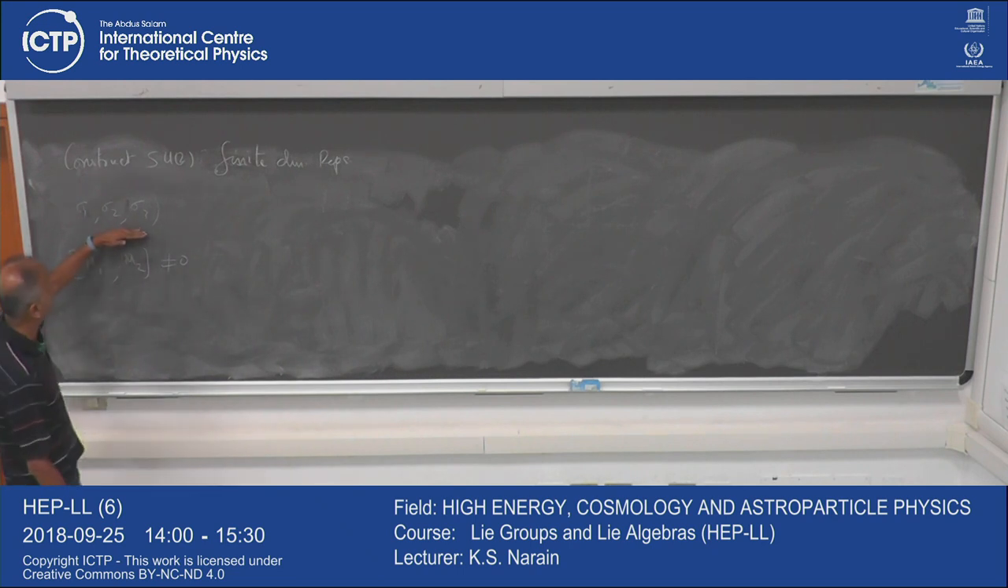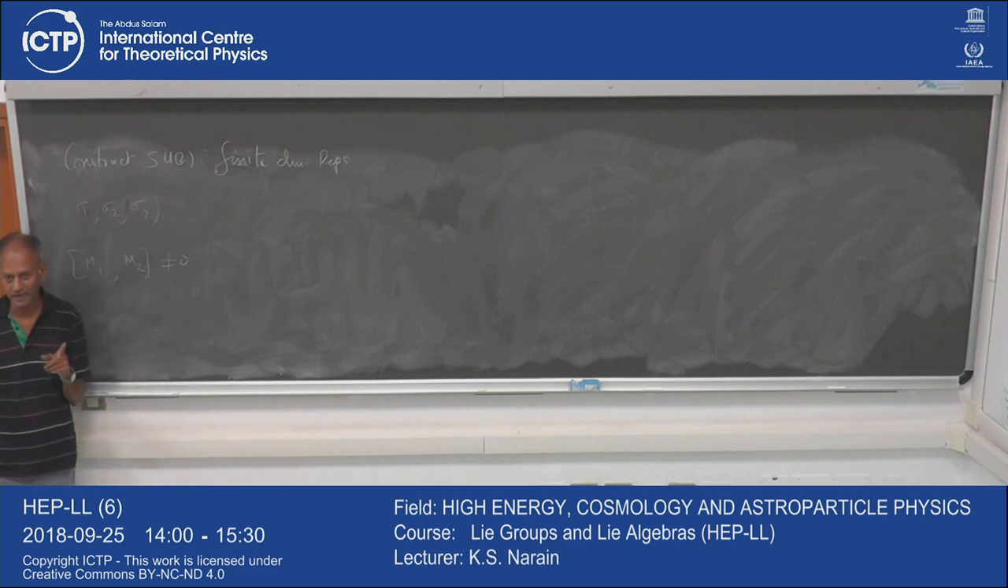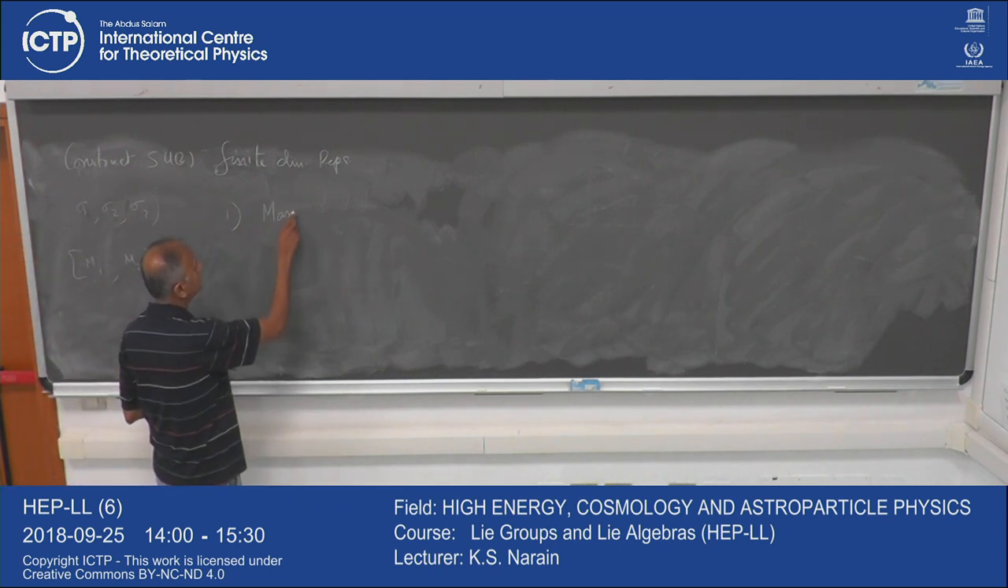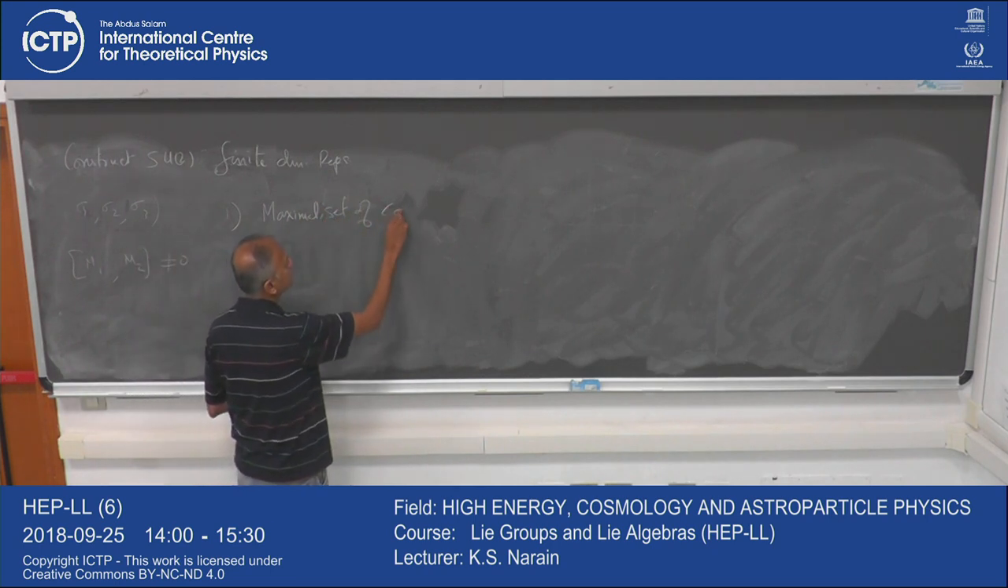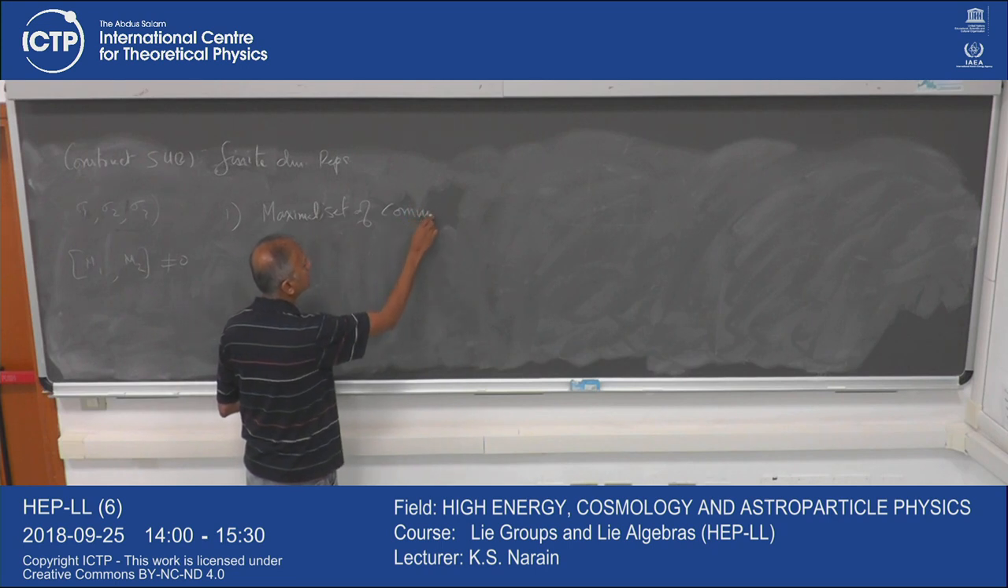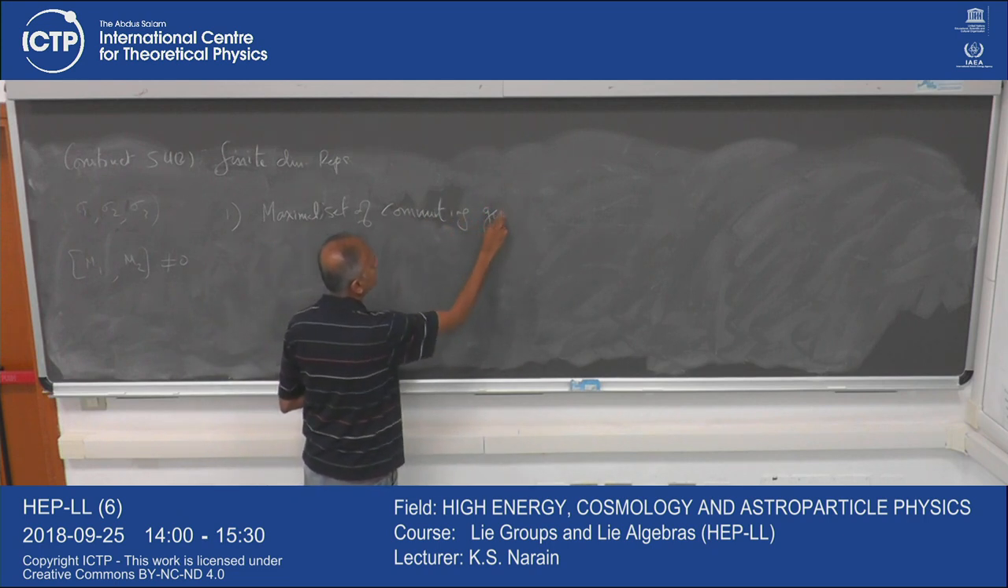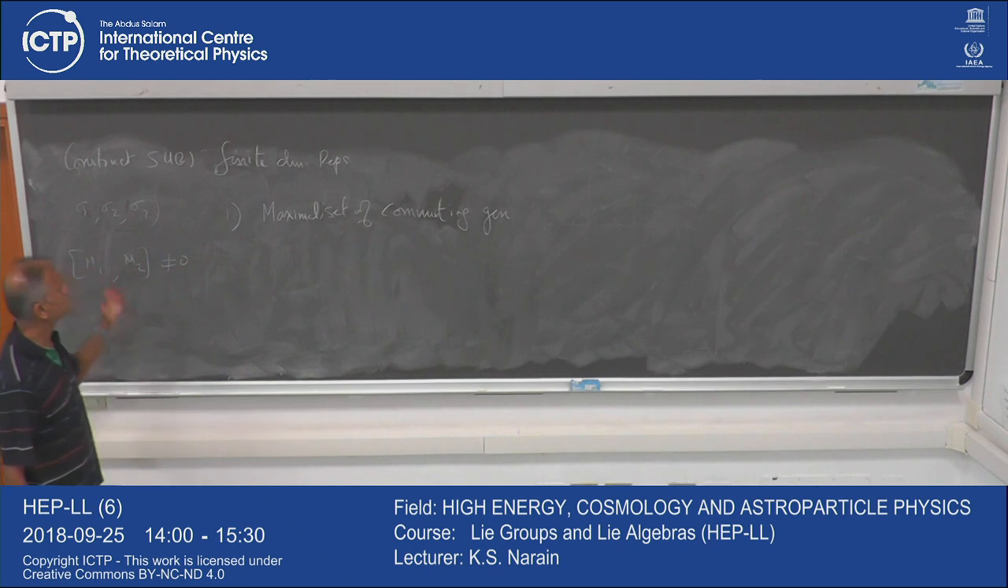So what we want to do is to find, so this, of course, I'm doing for SU2, it's very simple, but I'm presenting it in a way which will also extend to anything else, also higher algebras like SU3 and so on and so forth. So the first step is to find a maximal set, let's say, of commuting generators. Now in SU2 case it becomes very simple.